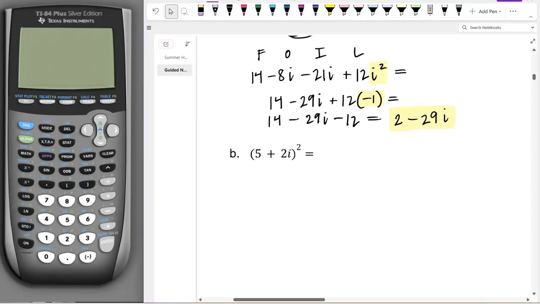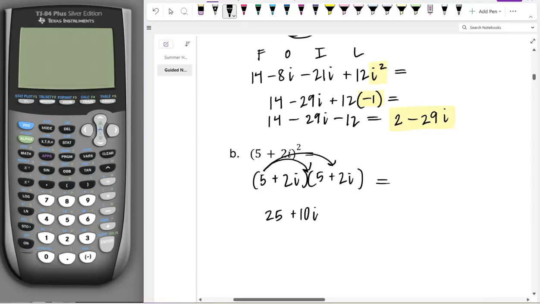Remember, if you have a binomial squared, it does not work to just distribute an exponent like that if there's a plus sign or a minus sign inside the parentheses. What you have to do is remember that squared means multiply it by itself. So we're going to take 5 plus 2i multiplied by 5 plus 2i, and now it looks like the last problem. We'll distribute the real number. 5 times 5 makes 25. 5 times 2i makes 10i.